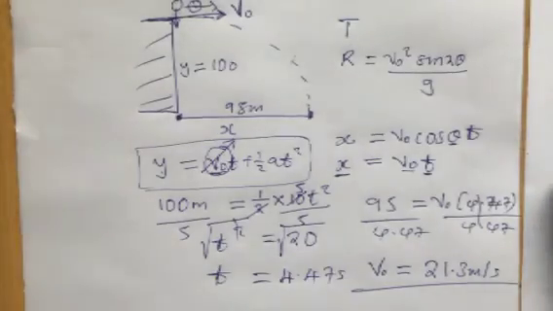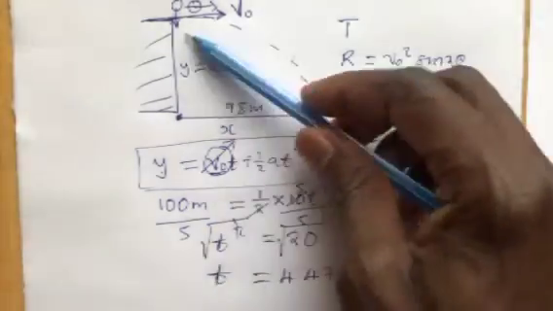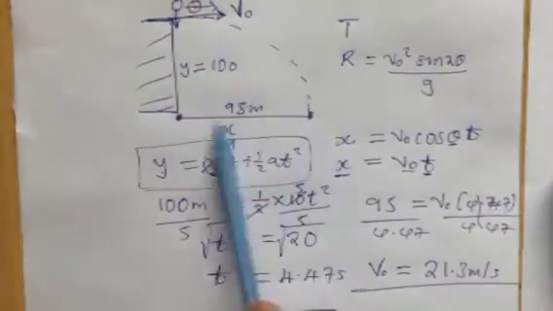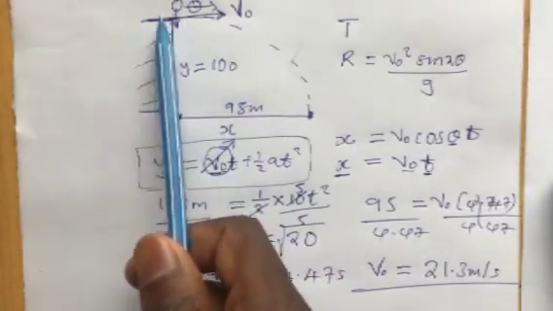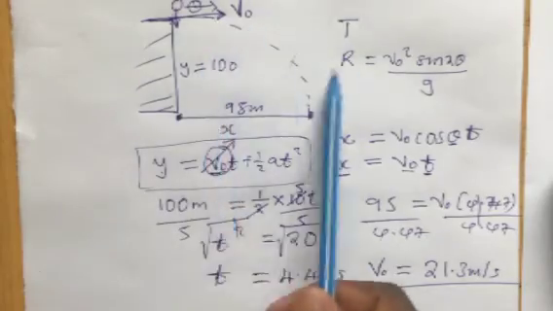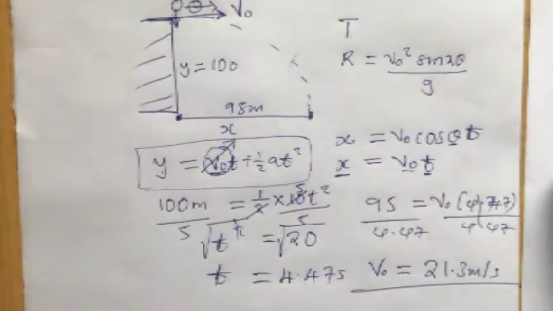This is how you have to be solving such kinds of questions. Remember always the movement in y and x, they all have the same time. But if initially it was rolled horizontally, it won't have the initial velocity in the y-axis.